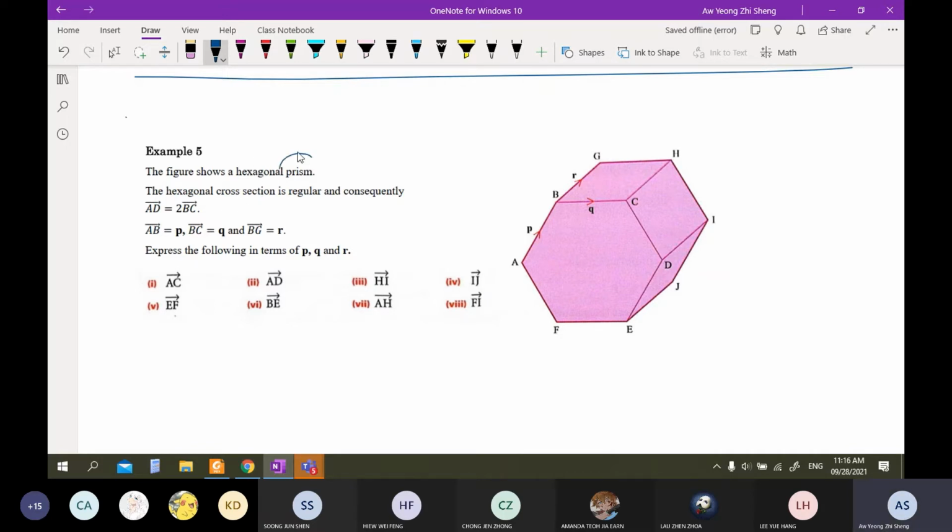Now, this is a prism. You have all heard before the word prism. A prism means the cross section of the solid will be the same. So for a prism, with the sides BG, CH, DI, EJ, and so on, they will all be parallel. And then only you can get a consistent cross section.